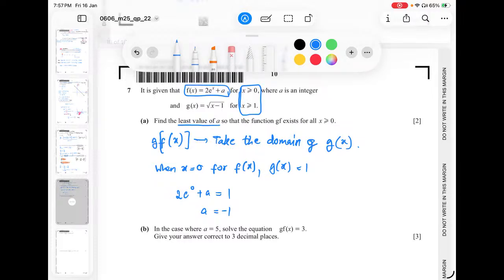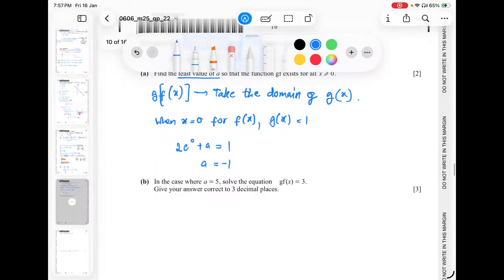So hope you understood this, because we need to know which one you are taking as the domain. You need to take the domain of g(x) because g(x) is the dominant one, as it's on the outer side of f(x). So f(x) you use for the function, but when you take the domain of g(x), you get the more relevant answer for a. So that's your least value of a. And now let's move on.